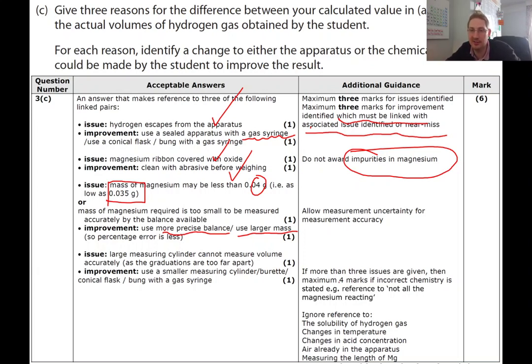If more than 3 issues are given, maximum 4 marks if any incorrect chemistry is stated. So if your 4th one, unfortunately, gives something like not all the magnesium reacts, then you won't be able to get it. Ignore anything talking about the solubility of hydrogen, changes in temperature, changes in acid concentration, the air already in the apparatus, or measuring the length of the magnesium. They were not valid. Okay, so quite prescriptive there, but be aware the same thing's coming up again and again. And if you see lots of these exam questions, you will get the hang of it.